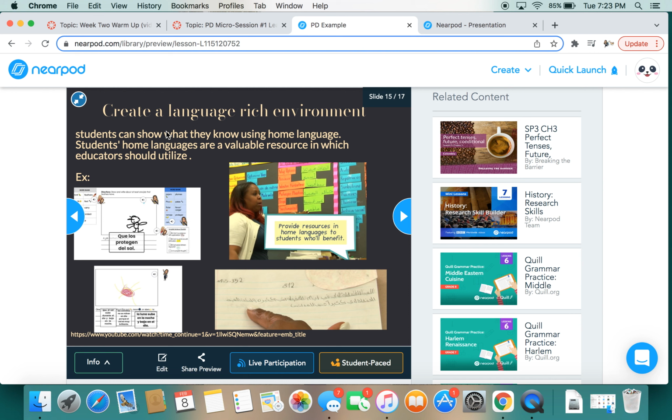Finally, we can also continue to create a language-rich environment by allowing them to show us what they know, by allowing them to use their home language. Students' native languages are a valuable resource that we should tap into and utilize as often as we can when permitted. One example of this is mine: once again, I allowed a student to write in her home language. It just made the whole material and curriculum accessible to her.